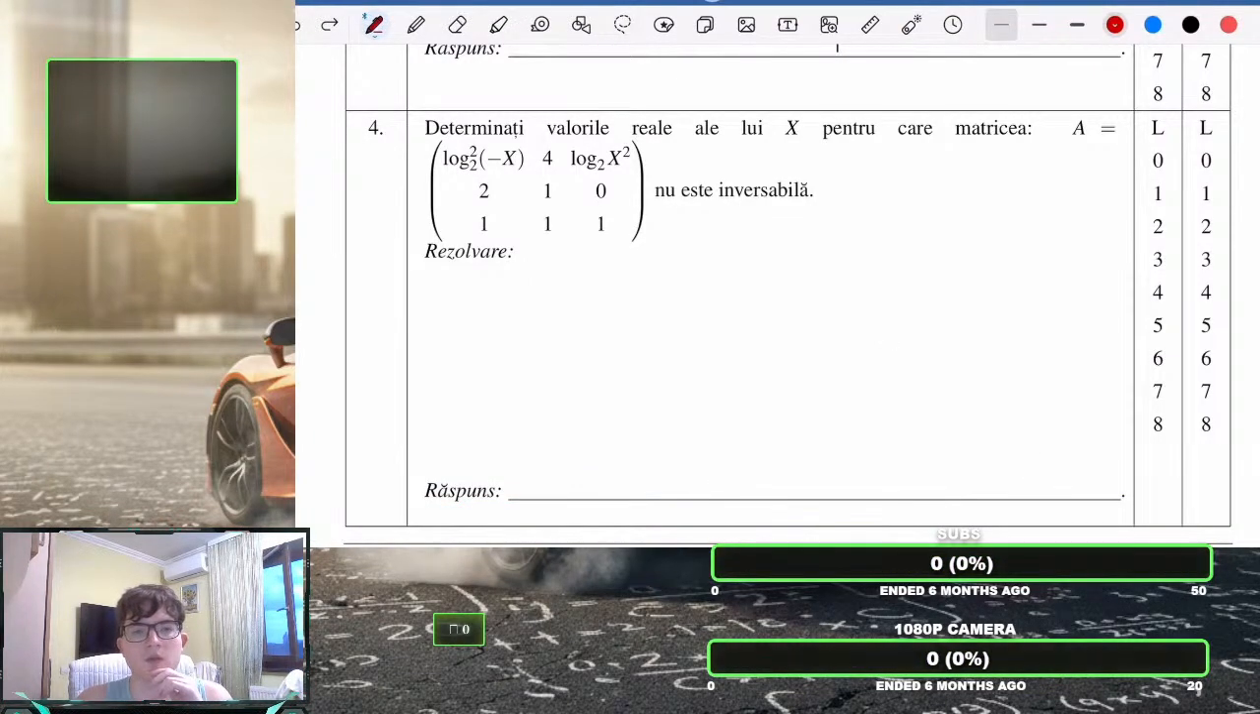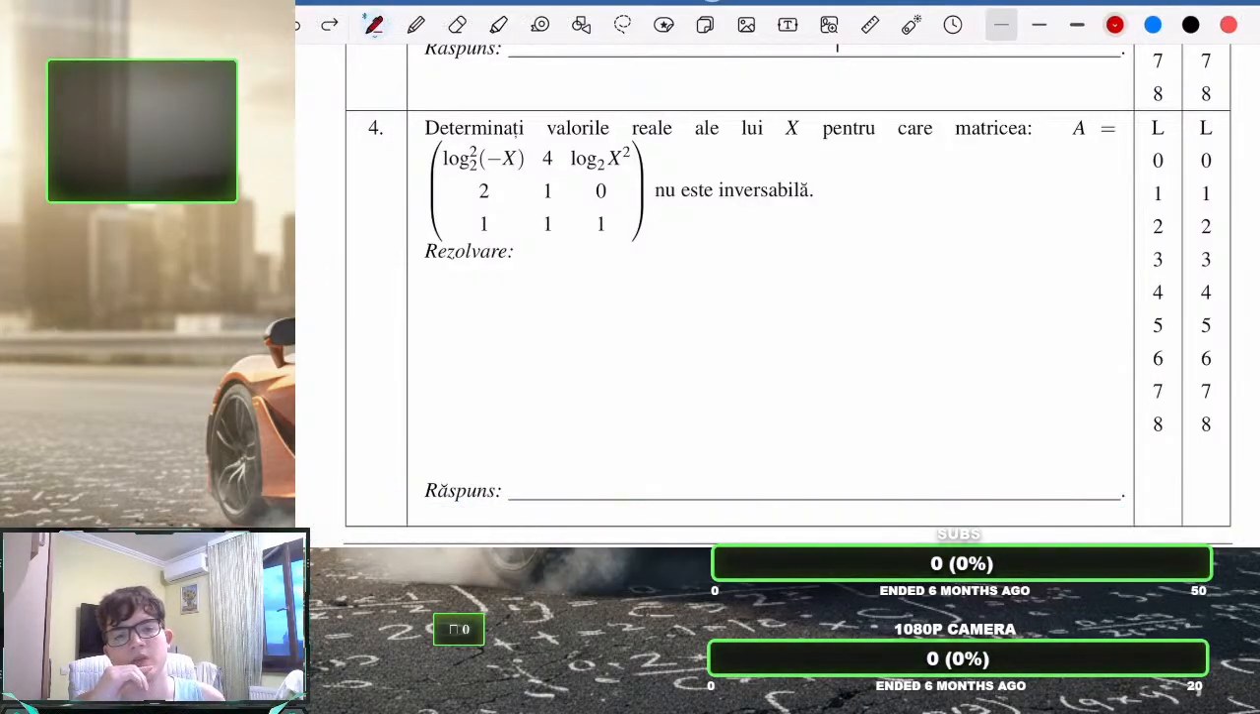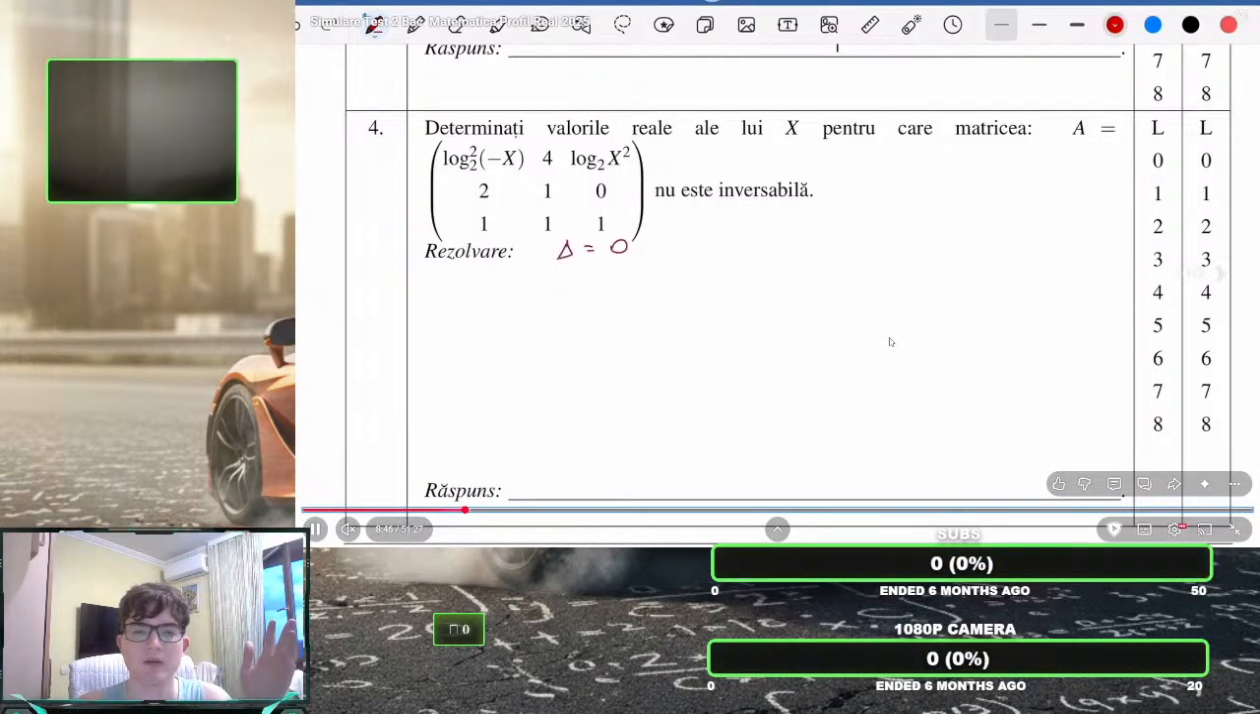Okay, so now I have this right here. Find real values of x for which the matrix is not invertible, so I think its determinant is equal to 0, right? Am I right? Yes, I'm right, of course.